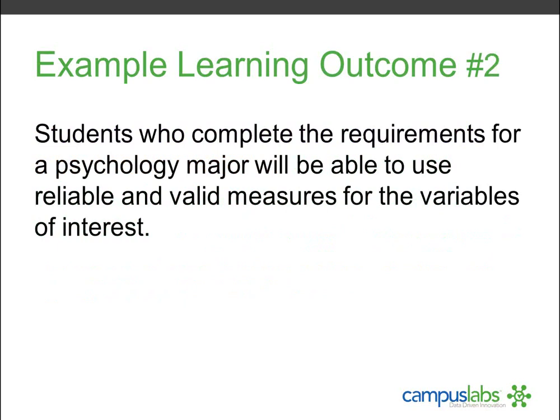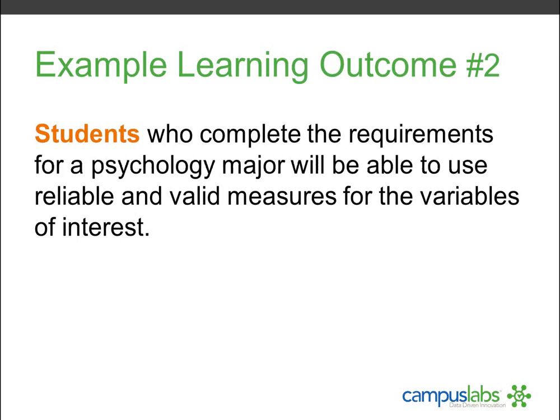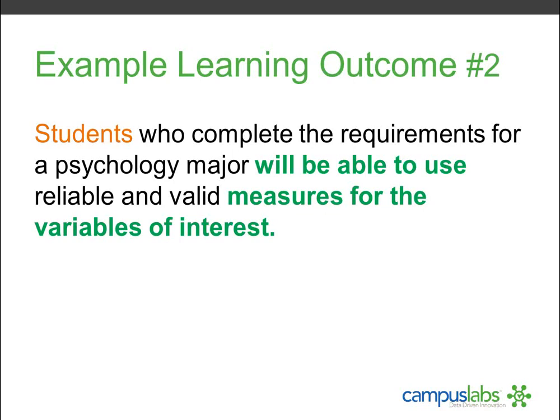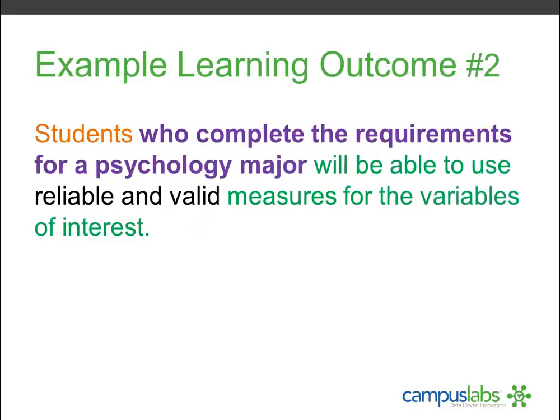Let's take another example. Students who complete the requirements for a psychology major will be able to use reliable and valid measures for the variables of interest. Again, our first element is audience. Here we have students. They're the people who are going to be doing the learning. The behavior that we expect is that they will be able to use measures for variables of interest. C, the condition under which this is going to occur. This will be upon completion of the requirements for a psychology major.